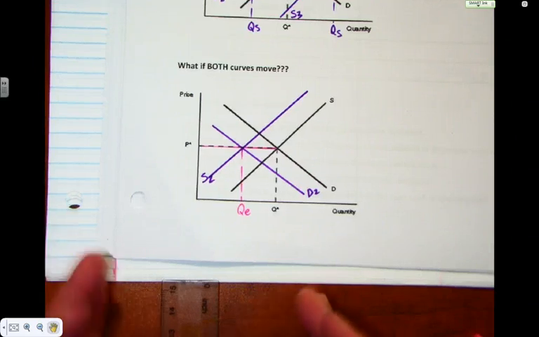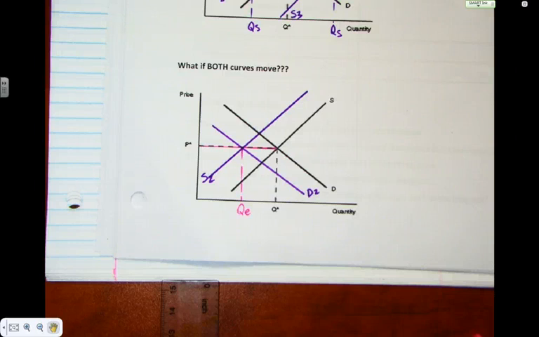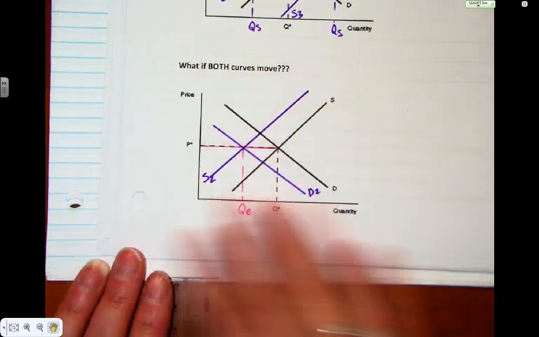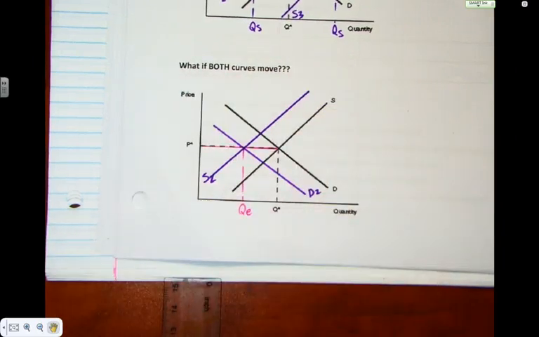So basically if they both move, a whole bunch of things could happen. And we're not going to focus on this till next year. I just wanted to give you an idea of what it looks like. So it really depends which one moves more, what's going to happen. So this won't be on a test or anything? Yeah. Just an idea for next year, what's going to happen.